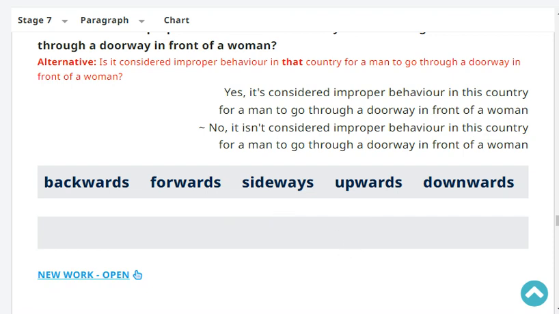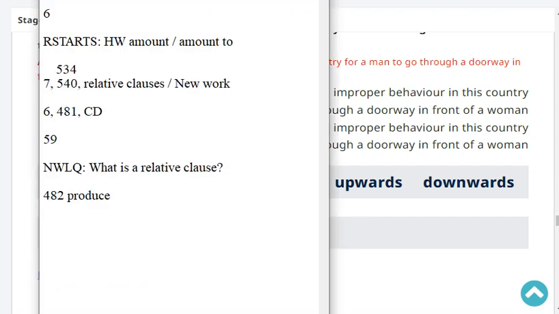Very good. Now let's move on to reading. Okay. Very good. Okay, so our reading is at stage 6, page 481. Last headword was CD. Okay, please start reading at page 482.